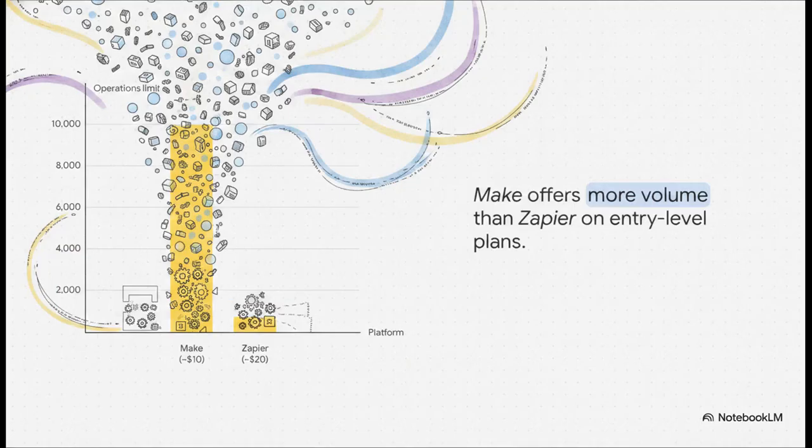But here's the catch. Despite charging for every module, Make's raw volume is just staggering. To put that into perspective, on their entry-level core plan for around $10 a month, you get 10,000 operations. Zapier's professional plan costs roughly double that amount and gives you just 750 tasks. So yeah, Make counts more things against your quota, but they give you a massively larger quota to work with.